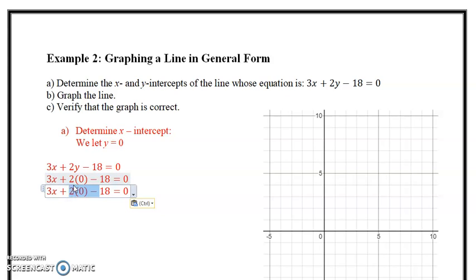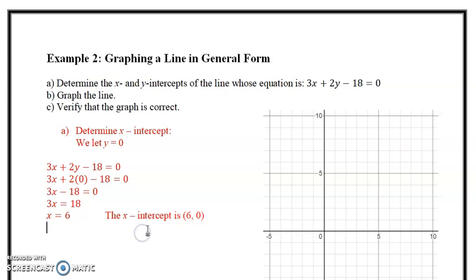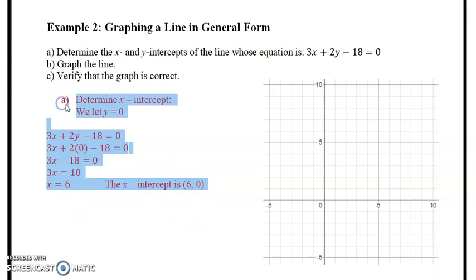So we substitute that in. That'll give you 0 minus 18. And then we add the 18 to both sides. So we get 3x is equal to 18. And then we divide both sides by 3. And we get 6. Okay? So that means that the x-intercept is 6 and 0. Okay? So we go to our graph and we graph that. We'll do that in B part.